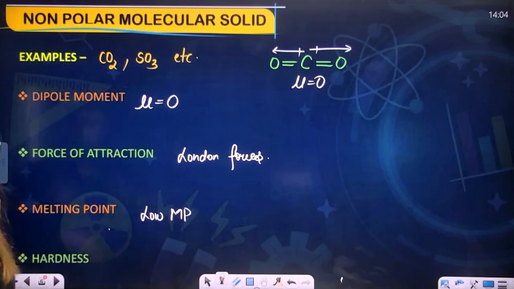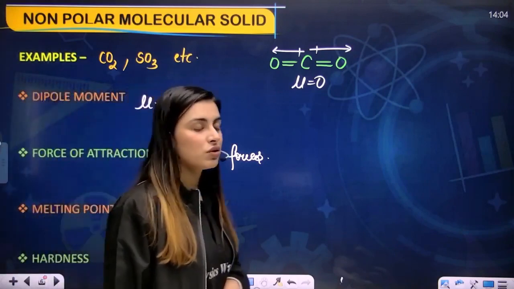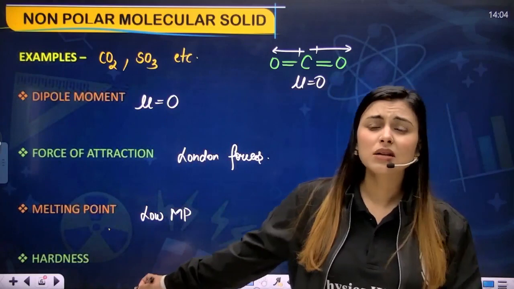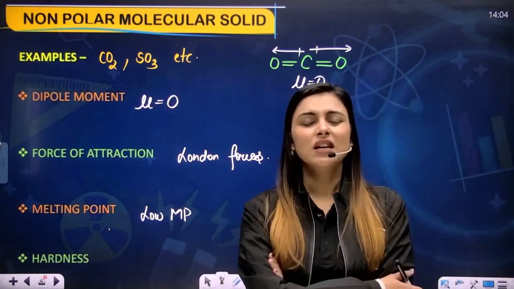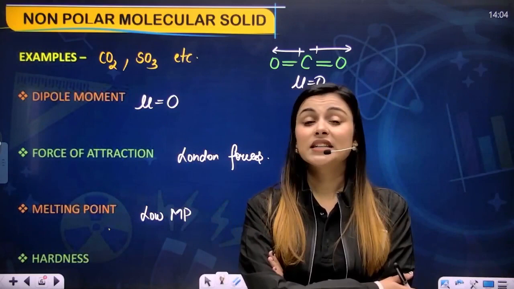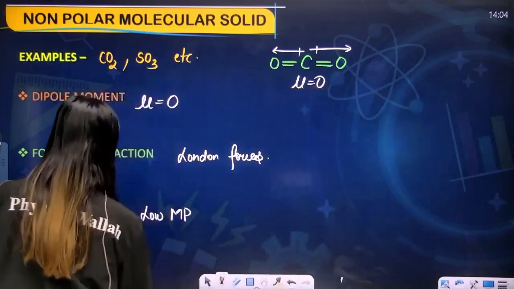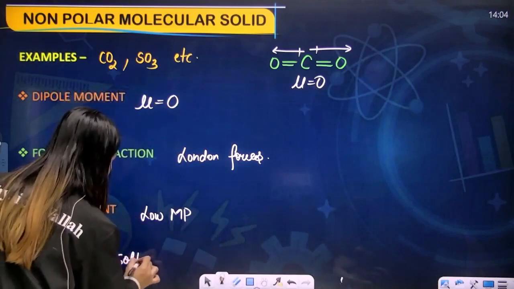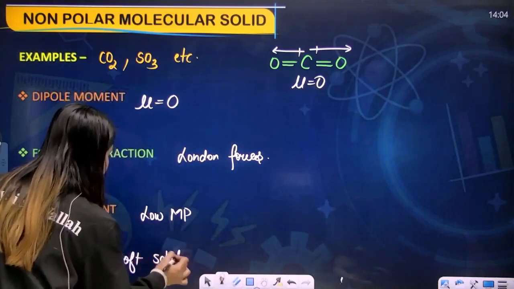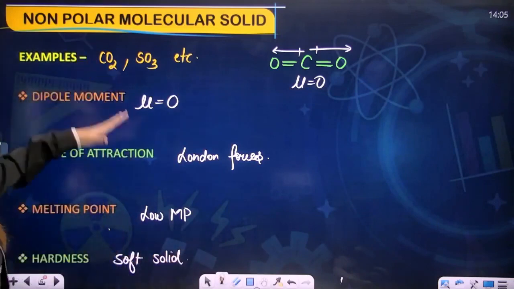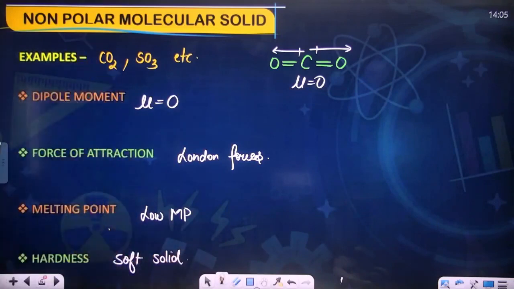Let's talk about the last part, which is hardness. Now, my dear students, if you talk about the solid, you can see that the interactions are very weak. Weak London forces are present, so it cannot be a hard solid; it will be a soft solid. This is what we need to know about non-polar molecular solids. Please write it down and then we'll move forward. I hope you've written it.